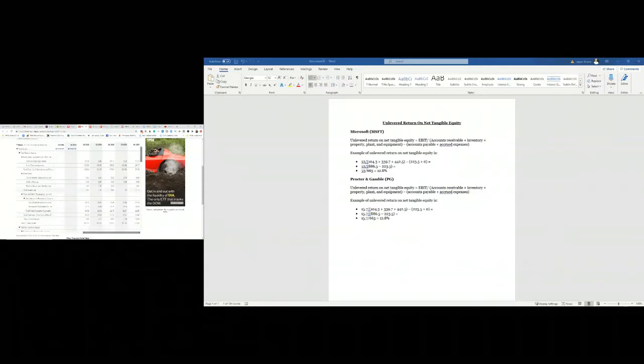Okay, for this, we need accounts receivable for Microsoft. A couple of years ago, they changed this on Morningstar from accounts receivable to trade and other receivables. It's the same thing, but you want the total number, which is 22.85.